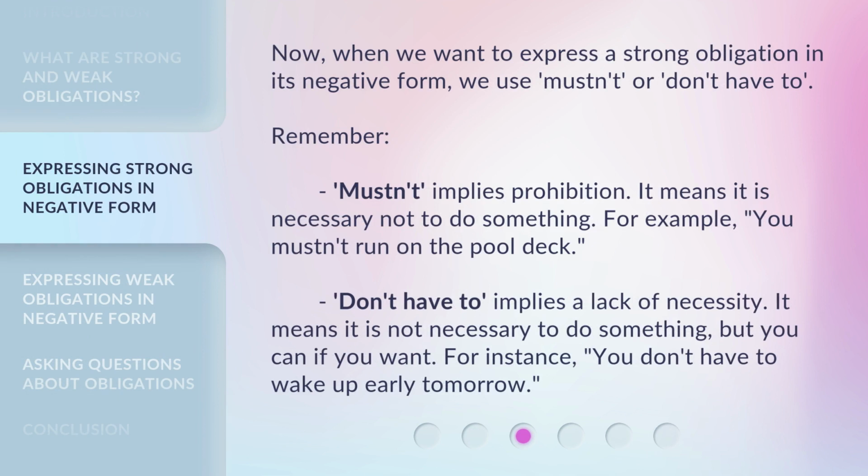Now, when we want to express a strong obligation in its negative form, we use mustn't or don't have to. Remember, mustn't implies prohibition. It means it is necessary not to do something. For example, you mustn't run on the pool deck. Don't have to implies a lack of necessity. It means it is not necessary to do something, but you can if you want. For instance, you don't have to wake up early tomorrow.